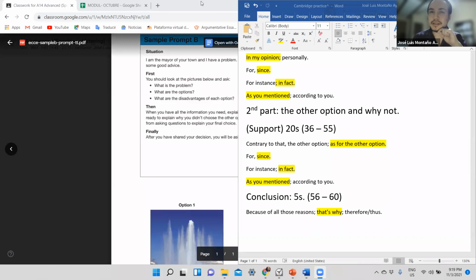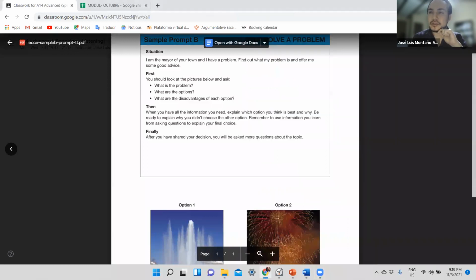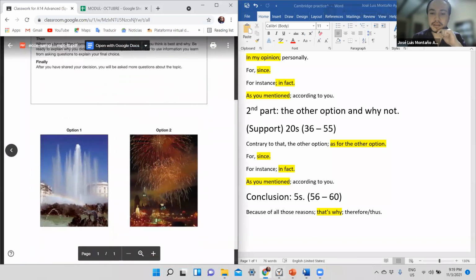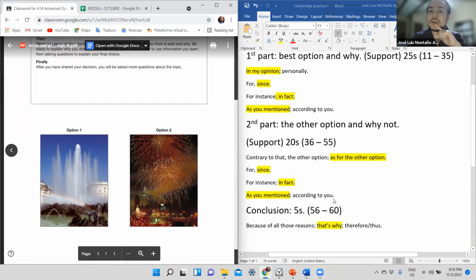Give me 1 second. So you know what you're going to do now, right? There you go. That's the picture and the timer. Please, now you have to use the words that are not highlighted. So you have to use: personally, for, to give a reason; for instance, examples; according to you, restating. It's not obligatory to have the example.